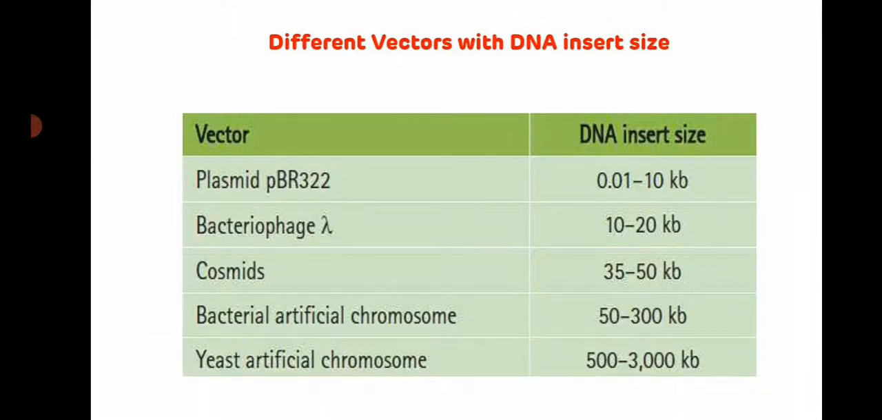Now coming to different vectors with their DNA insert size. Plasmid pBR322, 1 to 10 kilobase pairs of carrying capacity is there. This much size DNA fragment can be inserted into plasmid pBR322. Bacteriophage lambda can carry 10 to 20 kilobase pairs or sometimes up to 50. Cosmids 35 to 50 kilobase pairs. Bacterial artificial chromosome 50 to 300 kilobase pairs, and the most carrying capacity is shown by yeast artificial chromosome, which is 500 to 3000 kilobase pairs.